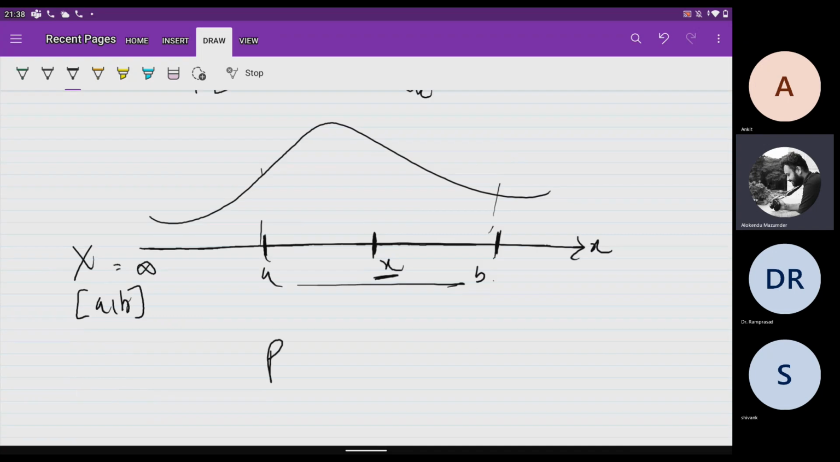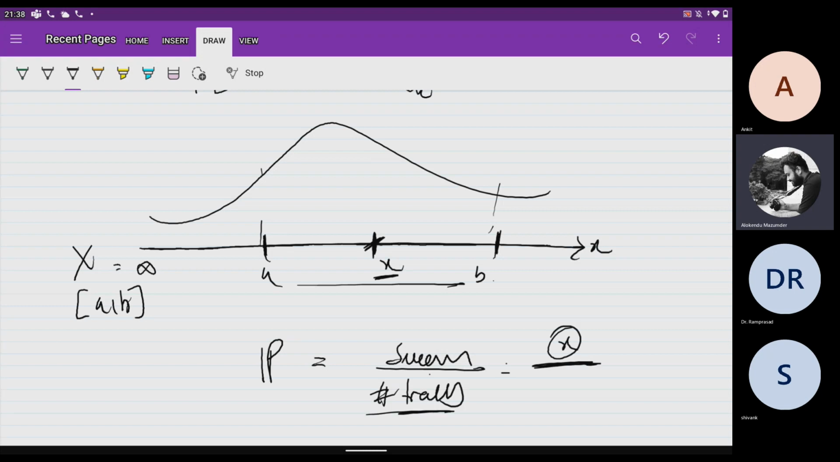what is the basic notion of probability? It's basically the number of successes by the number of trials, right? So it's the success of one point divided by how many trials you have. You have infinitely many trials. That makes it zero. You got my point? Yes, sir.